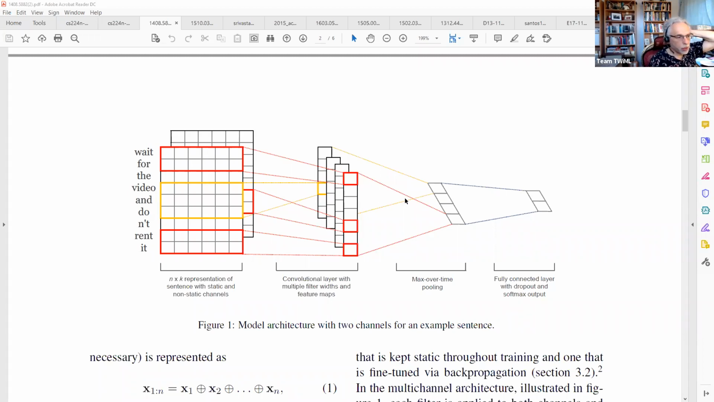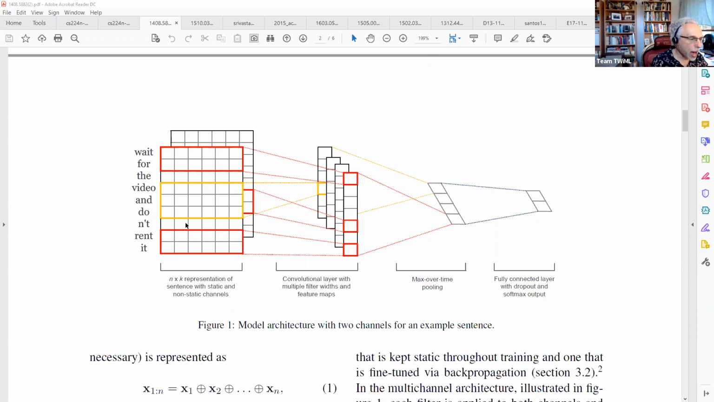Well, the ingenious solution is max pooling, right? You represent each feature map by a single number, which is the max. The max over time means the max over the sentence, right? And so this feature map gets represented by the maximum value. It gets mapped there. See, we have 4 feature maps, and each feature map maps into one of these.